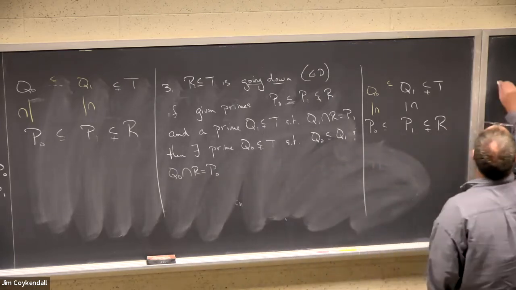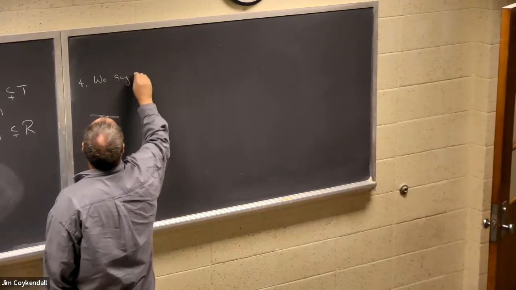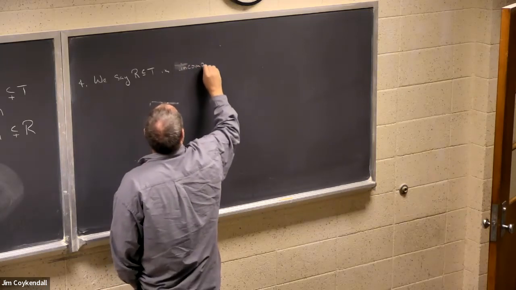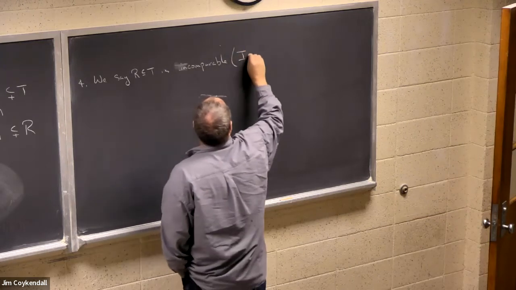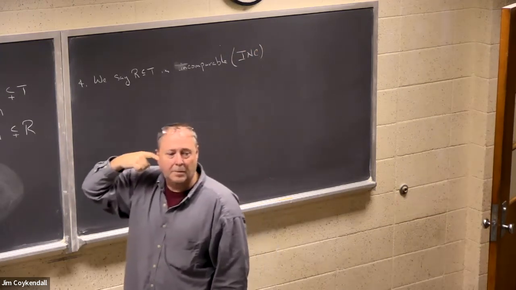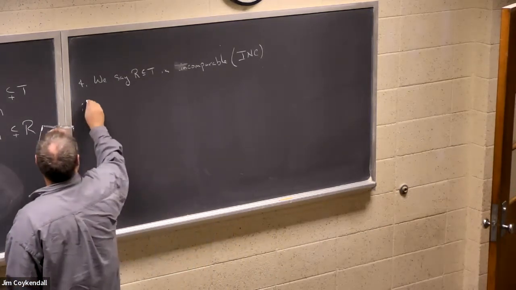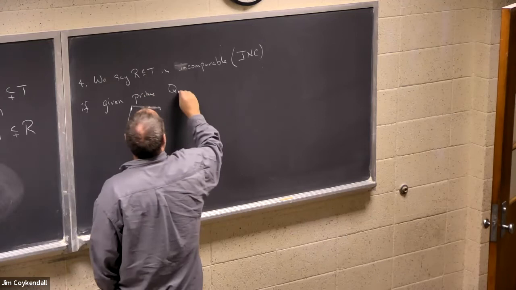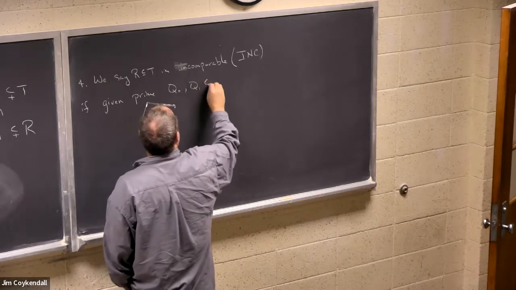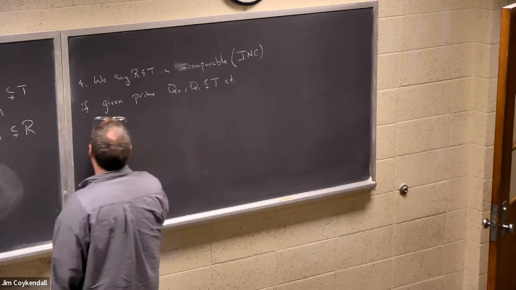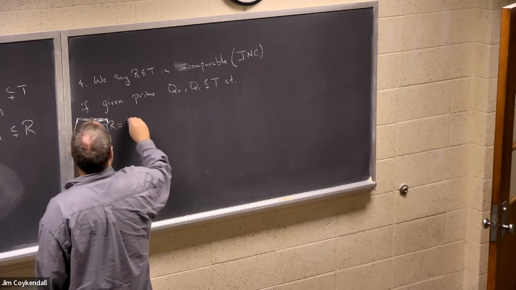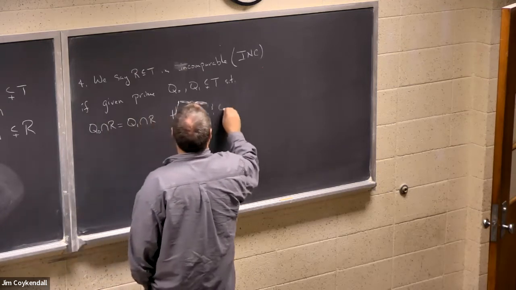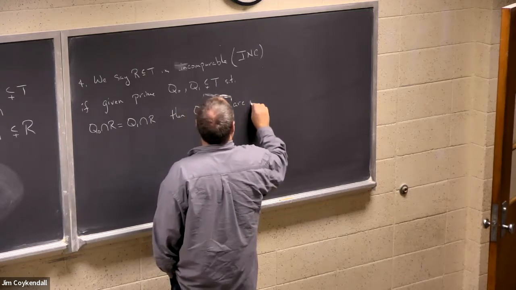And finally, we say the extension is incomparable if, given primes Q0 and Q1 and Q such that Q0 intersect R equals Q1 intersect R, then Q0 and Q1 are not comparable.